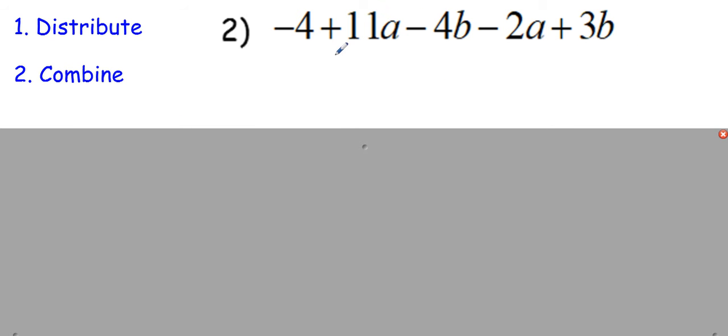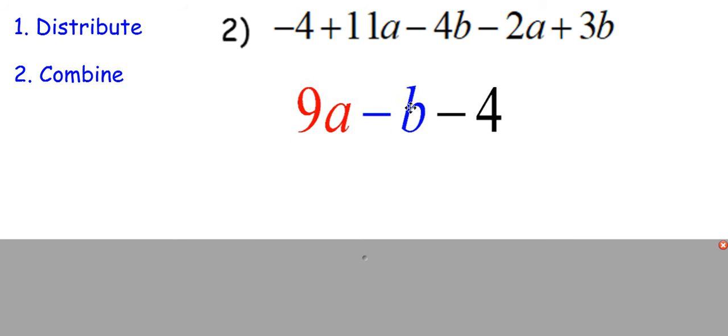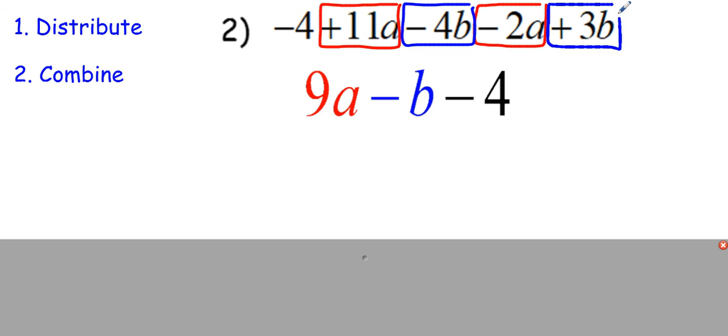Number 2, can we distribute? No, there's no parentheses. So we're going to combine like terms. First, we're going to combine our A's. We have a +11a and a -2a, which gives me 9a. We have a -4b and a +3b, which gives me a -1b or -b. And we have a -4.